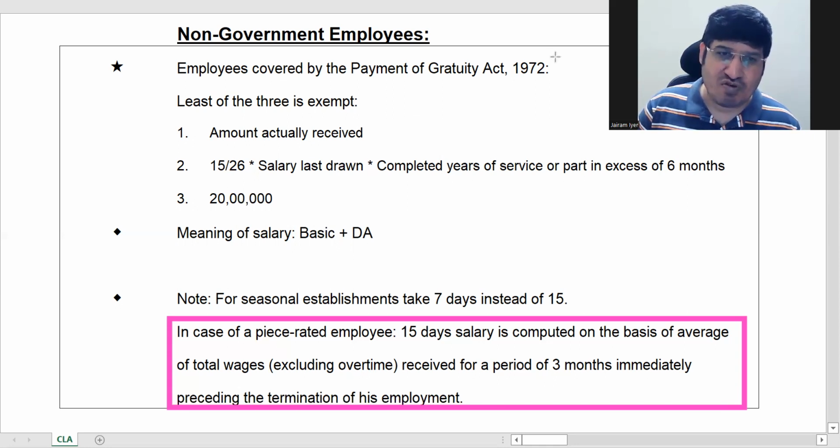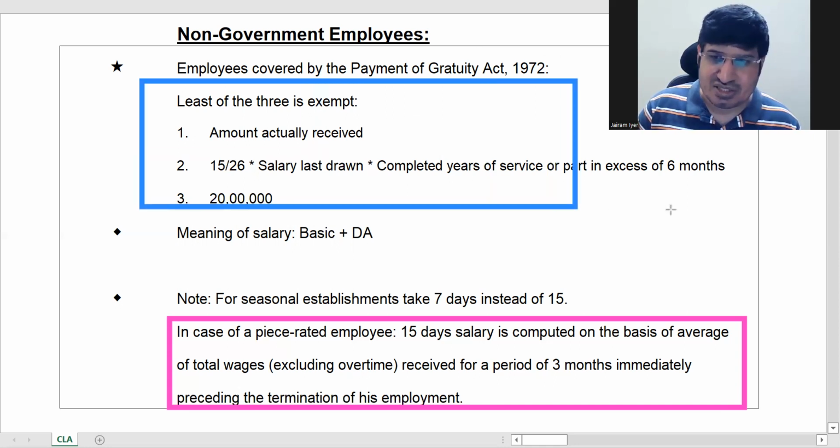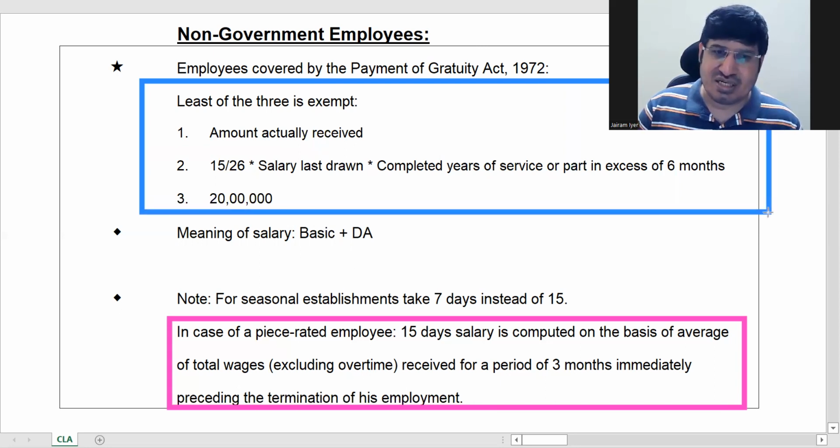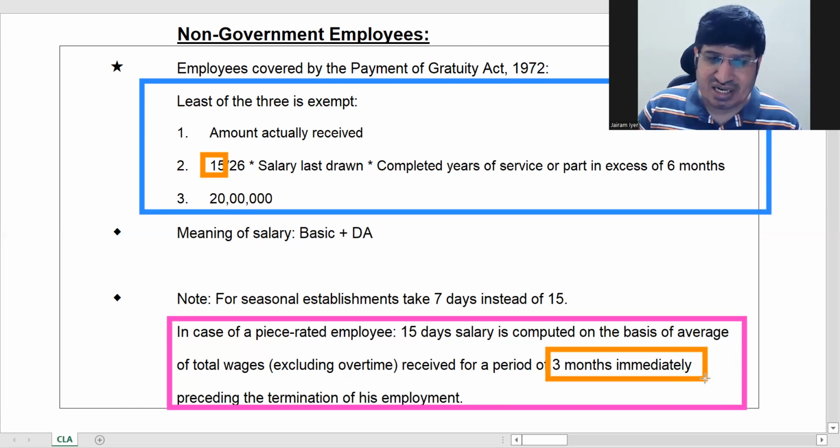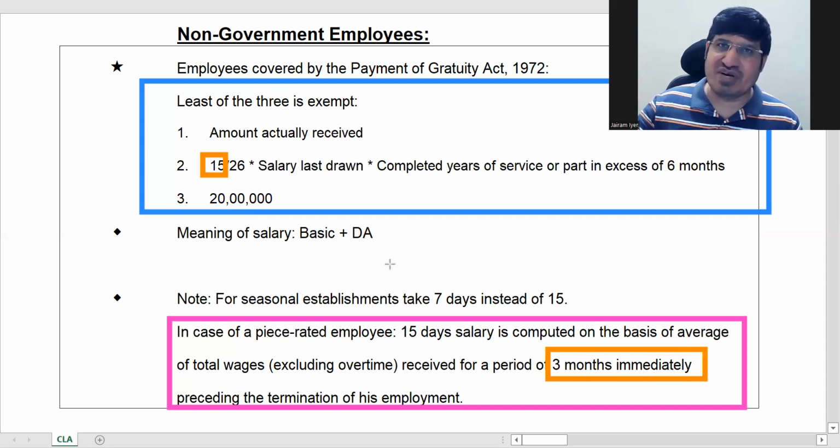Okay, so here also the formula is the same, that doesn't change. Only thing is, while calculating this 15, what you should do is take 3 months immediately preceding the retirement, just divide it by 6 to get an average figure of 15 days. 3 months will have 15 days, correct? 15 days, 6 times will be 3 months approximately.